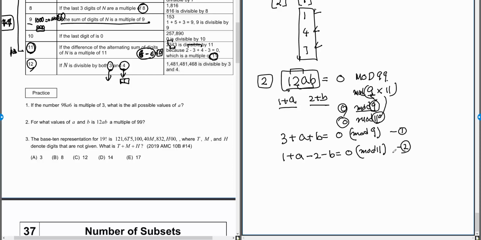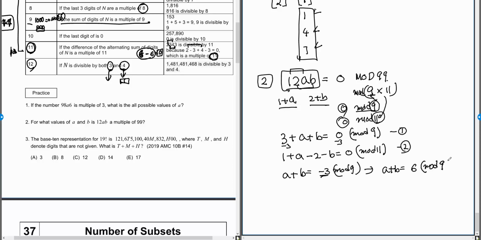Now we're going to solve this one. Simplify. Minus 3. So first term is what? A plus B equals negative 3 minus 3 minus 3. Okay? So mod 9. How to simplify? Positive remainder. A plus B equals what? Plus 9. Okay? 6 mod 9.